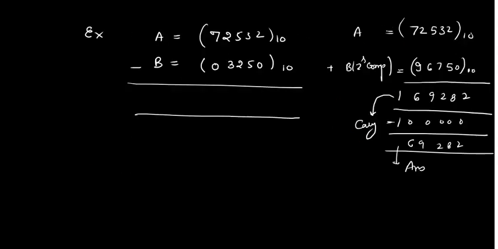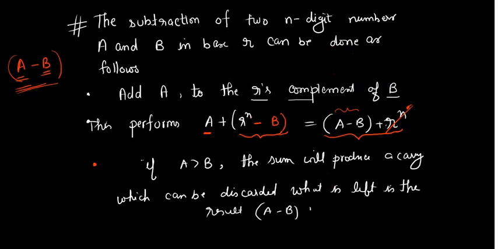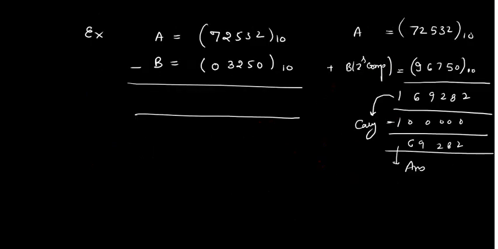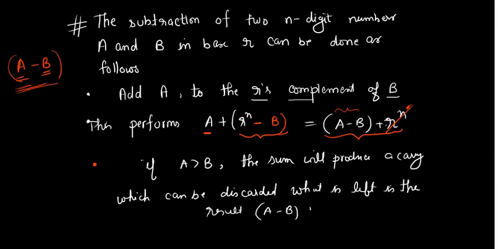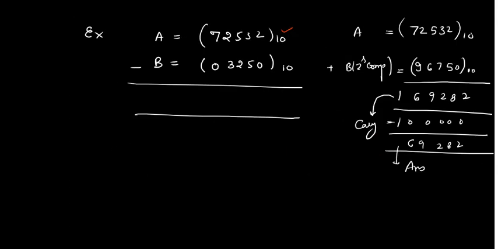So let's understand these steps with examples. First example: A is 72532 in base 10 and B is also in base 10, 3250. In order to subtract two n-digit numbers, the two numbers should have the same number of digits. So we append 0 before 3250. Now both A and B are 5-digit numbers.